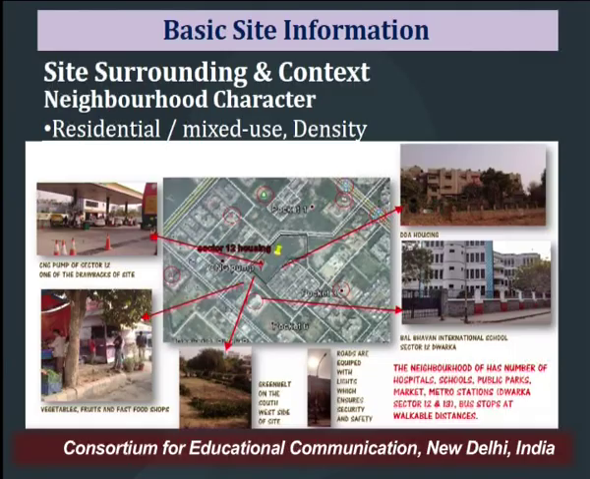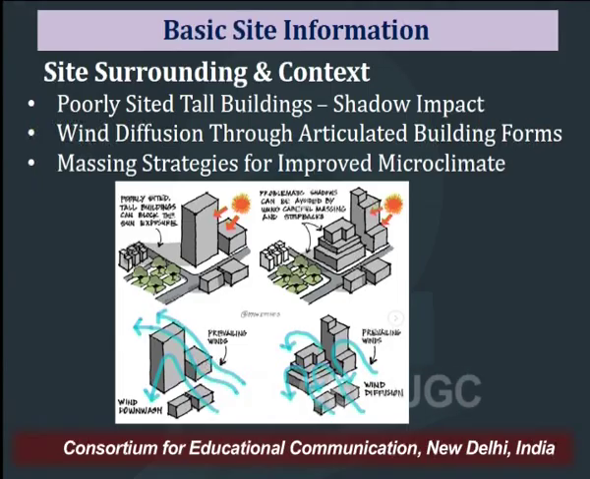Neighborhood context is another aspect which has to be taken care of, that is, what is the typology of buildings that are existing. So, it has to be analyzed in the basic site information context. If there are very tall buildings around the site, they will shadow your site area and stop the sunlight coming to your site. If the buildings are very high, then again the diffusion will not be taken care of. So, massing strategies have to be implemented when you are doing your site analysis.